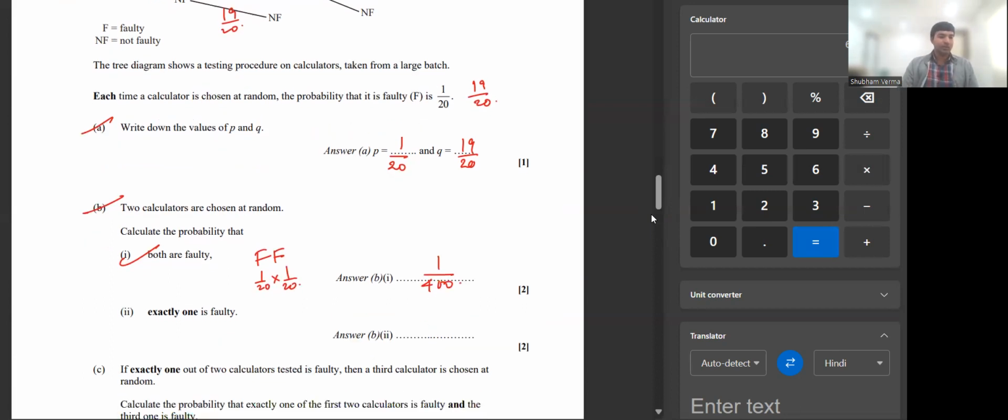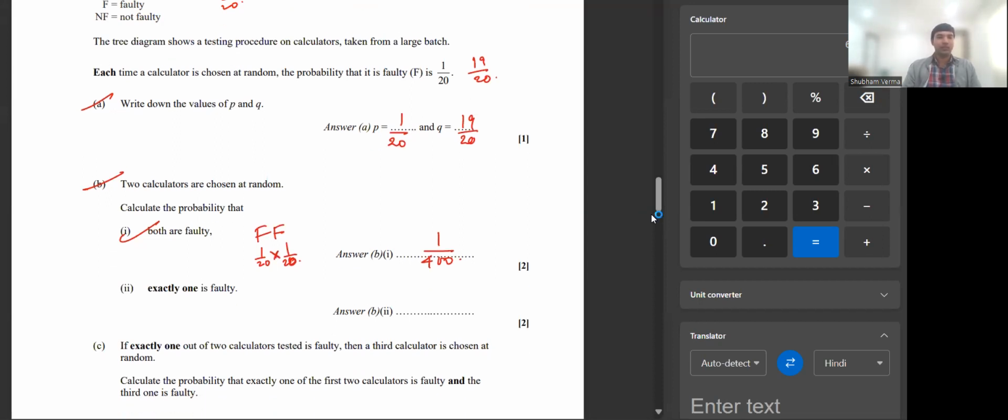Very, very important. These are mutually exclusive, right? Mutually exclusive means if one happens, the other one will not happen, or you can say they are independent as well. The probability of one does not affect the probability of the second one.